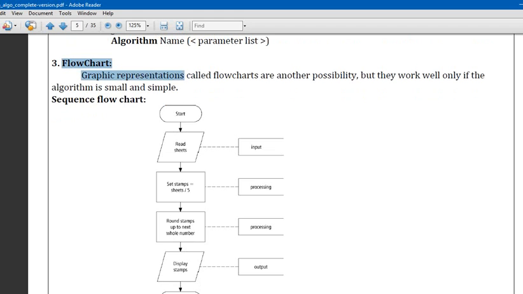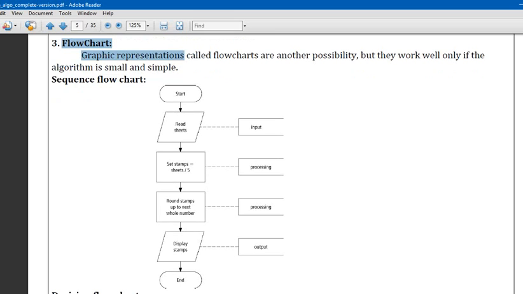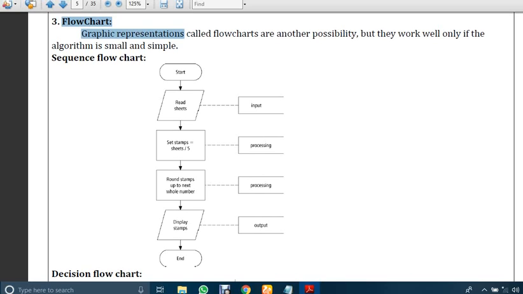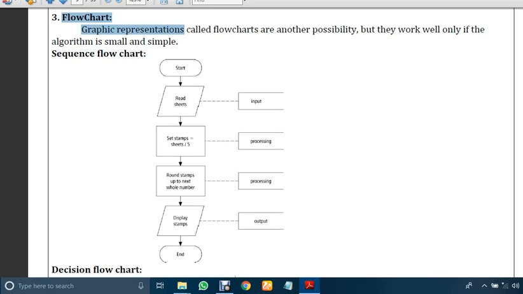The flowchart. The flowchart is the graphical representation of your algorithm. It will look like this. Here in this curve section you have the input, and this curve section is for the output, and this section is for the processing unit. Start and end are also in the oval shape. That's how we define a flowchart for a program.